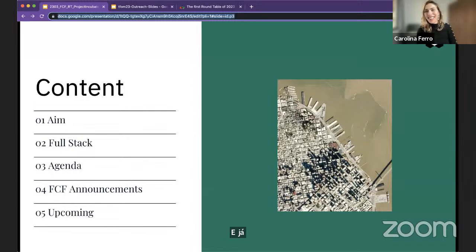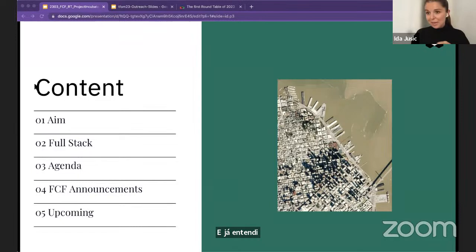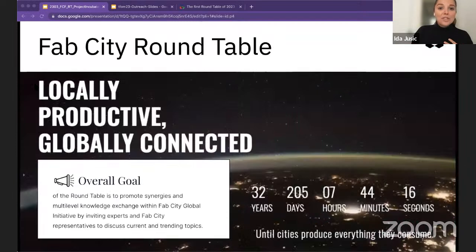So I'll just give you a quick overview of the small presentation before we start actually jumping to the expert talks today. Just to discuss quickly the aim, the full stack, how we're building all of the round tables around the full stack, the framework of Fab City Global Initiative, the agenda, the Fab City Foundation announcements, and upcoming, what will happen after the round table.